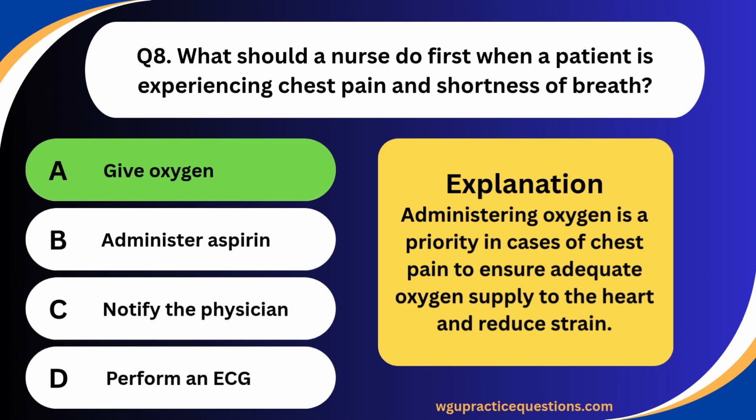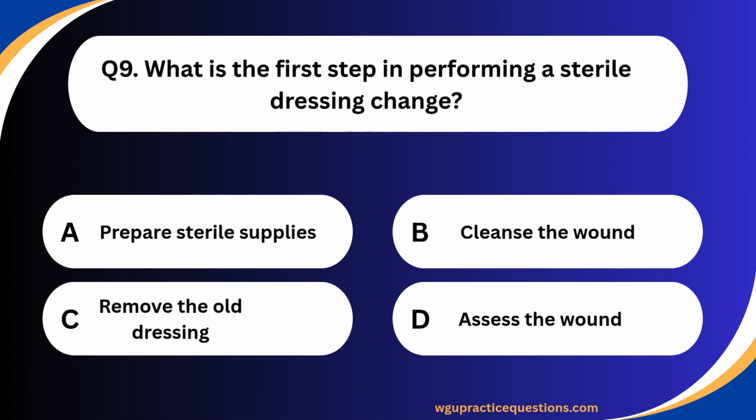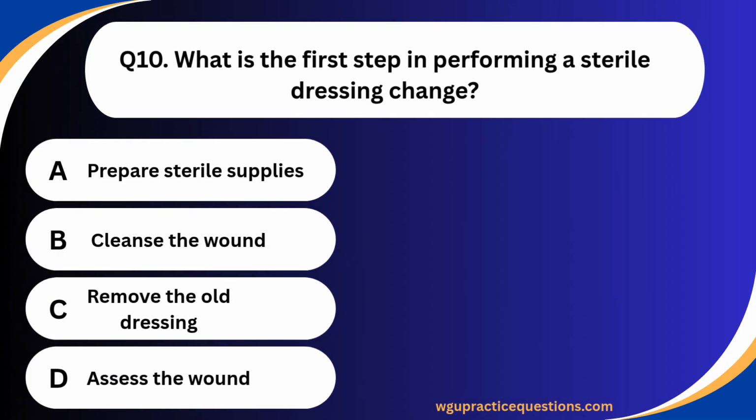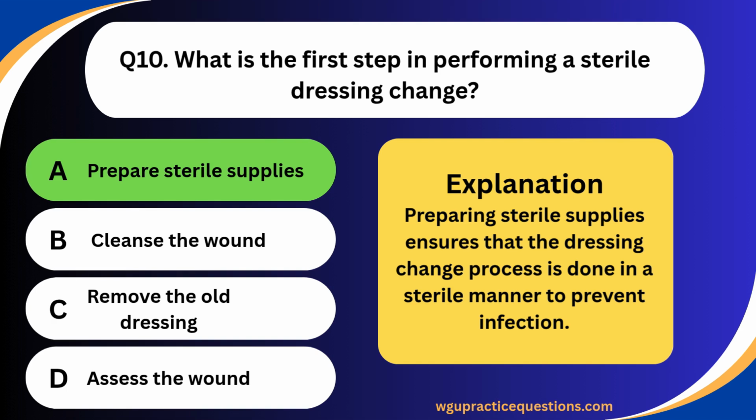Question 9. What is the first step in performing a sterile dressing change? A. Prepare sterile supplies. B. Cleanse the wound. C. Remove the old dressing. D. Assess the wound. Which one is the correct answer? The correct answer is A. Prepare sterile supplies. Explanation. Preparing sterile supplies ensures that the dressing change process is done in a sterile manner to prevent infection.